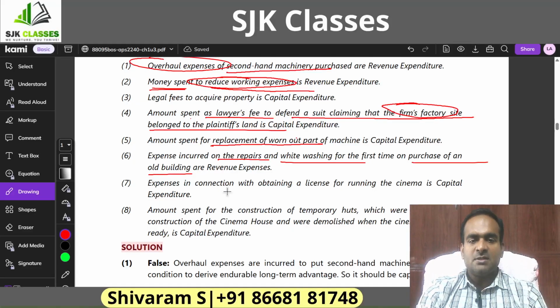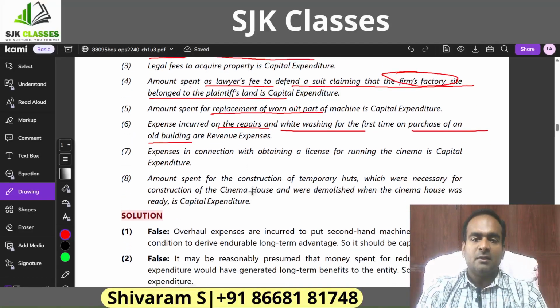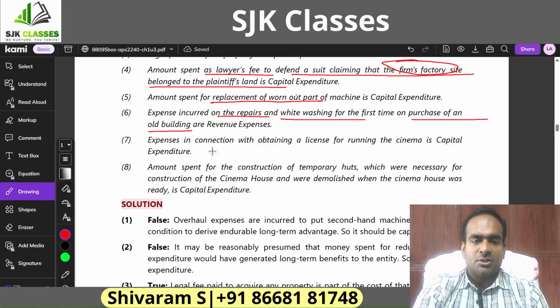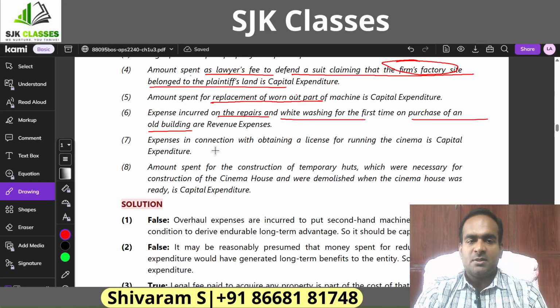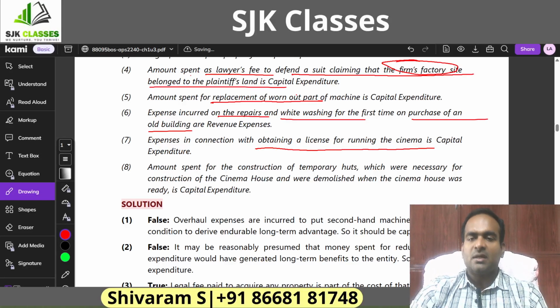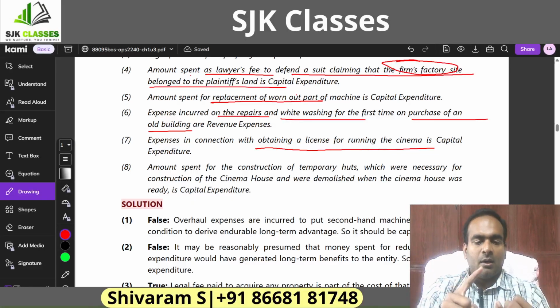Next one: expenses in connection with obtaining a license for running the cinema is a capital expenditure. The question is, we are incurring some expenditure, expenses in connection with obtaining a license. So we have obtained a license for running a cinema. So this license cost is a capital expenditure. That's the question they're asking here. So they say apply the same provision. The two conditions are what? It should help us to bring the asset to usable condition. Second one is it will give us some long-term benefits.